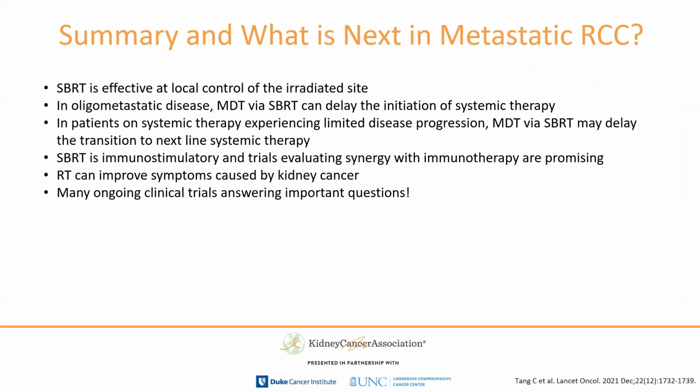So in summary, SBRT is effective at local control of the irradiated site. In oligometastatic disease, metastasis-directed therapy using SBRT can delay the initiation of systemic therapy. In certain situations, it can even prolong the efficacy of the current line of systemic therapy. SBRT is immunostimulatory, and trials evaluating the synergy with immunotherapy and radiation are promising. Radiation can improve symptoms caused by kidney cancer, and I will echo a point that was made earlier. There are many ongoing clinical trials, and these clinical trials are essential to us being able to make progress and answer important questions, and most importantly, take better care of our patients.